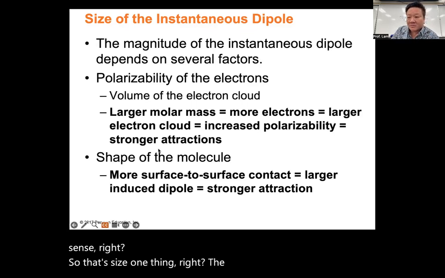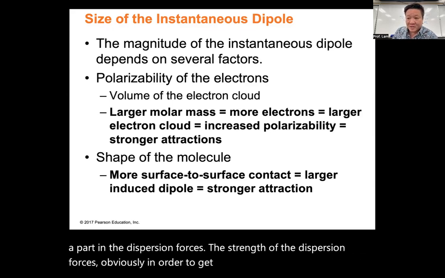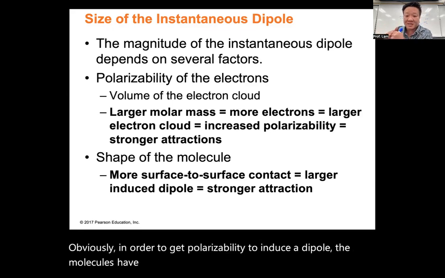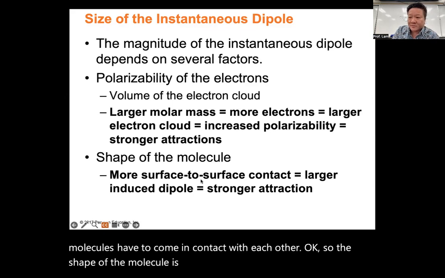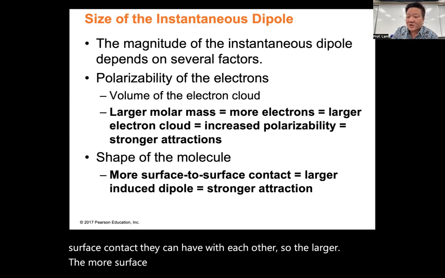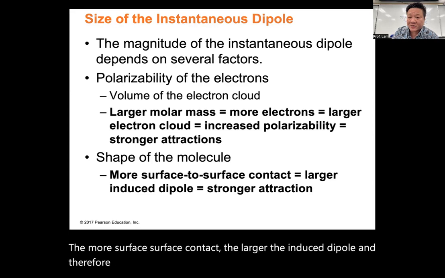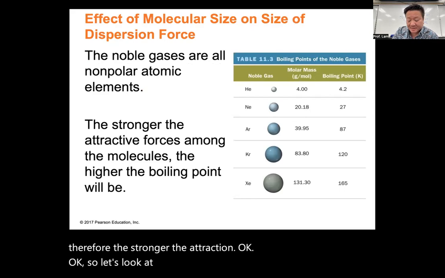The shape of the molecule also plays a part in the strength of the dispersion forces. Obviously, in order to get polarizability, to induce a dipole, the molecules have to come in contact with each other. So the shape of the molecule is going to determine how much surface-to-surface contact they can have with each other. The more surface-to-surface contact, the larger the induced dipole, and therefore the stronger the attraction. Okay, so let's look at the size factor first.